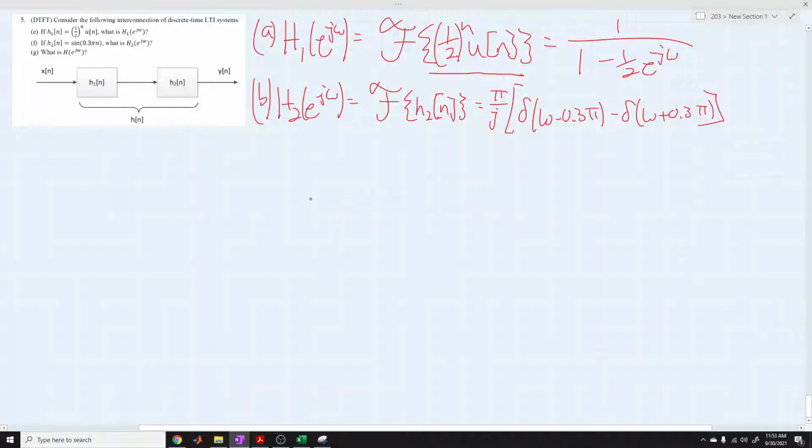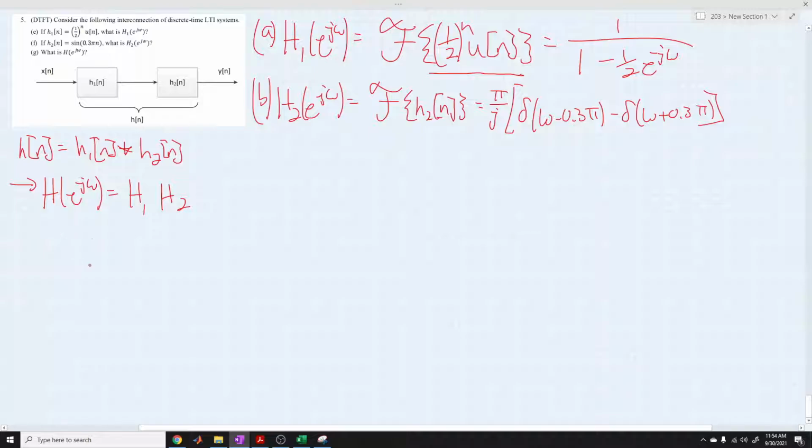And then it's going to ask us what is big H of e to the j omega, where big H corresponds to little h of n. And little h of n is the series connection of h1 and h2. So h of n is equal to h1 of n convolved with h2 of n. And in the frequency domain, that tells us that big H of e to the j omega is equal to big H sub 1 of e to the j omega times big H sub 2 of e to the j omega.